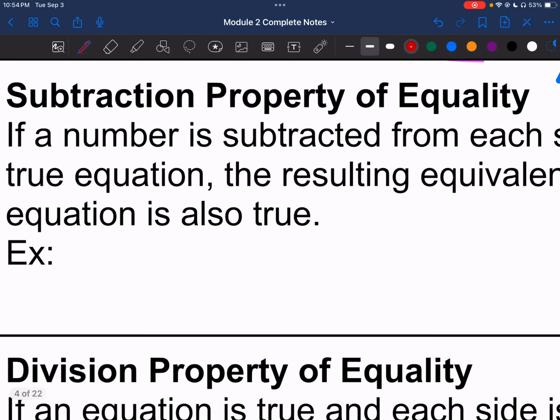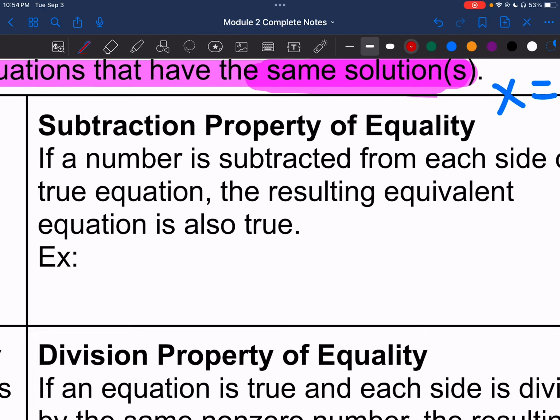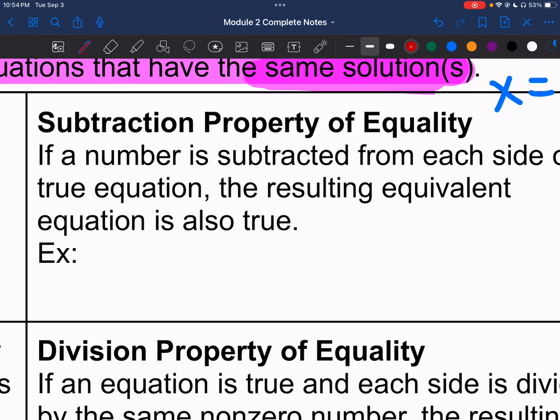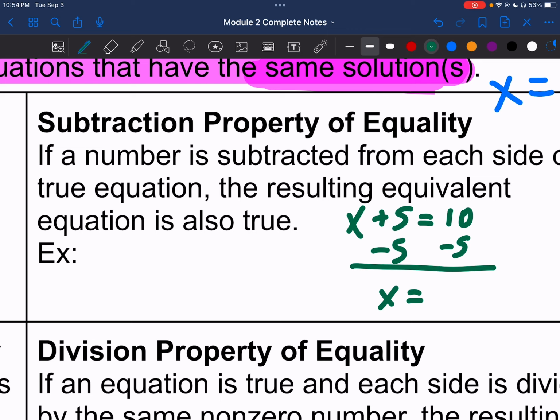Now, the subtraction property of equality is simply the mirror of the addition property of equality. So, if we have x plus 5 is equal to 10, and we subtract that 5 from both sides, we'll get x is equal to 5, right? We did the same operation on both sides of the equal sign, so that means we are altering both sides of the equation in the exact same way. And by doing so, we've actually simplified it and found our solution.